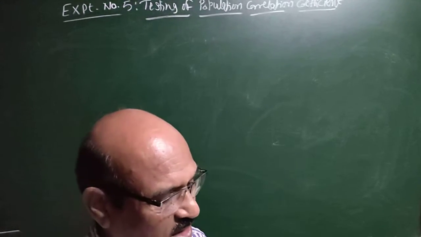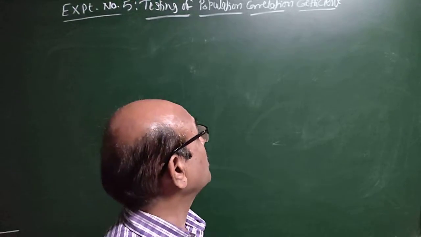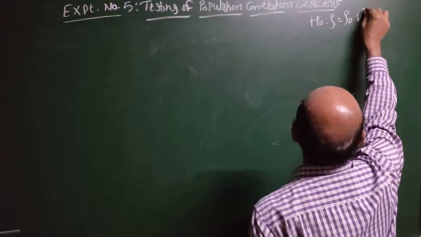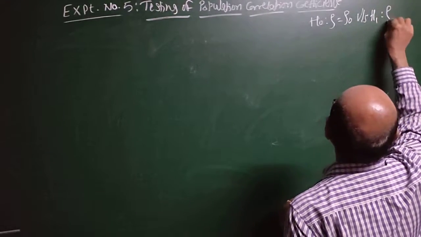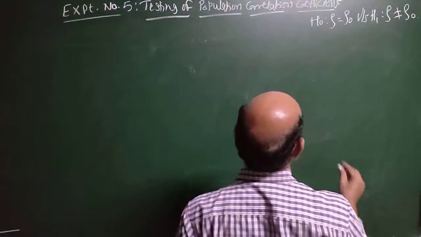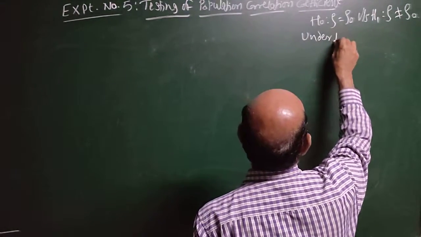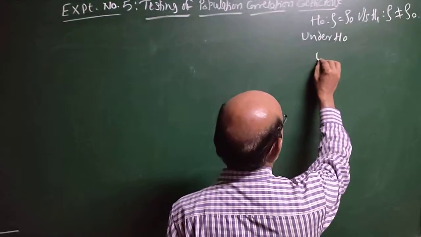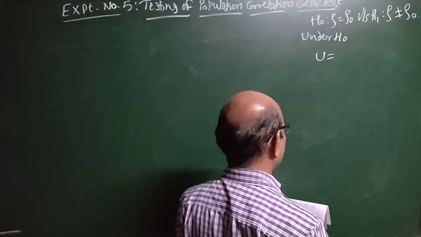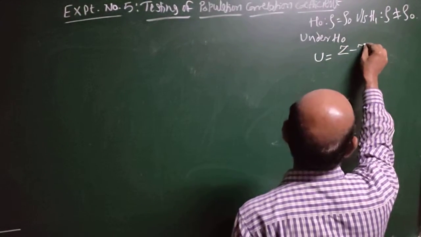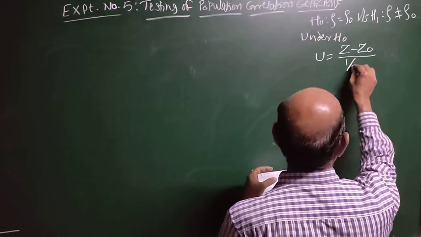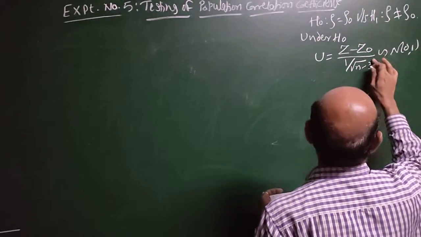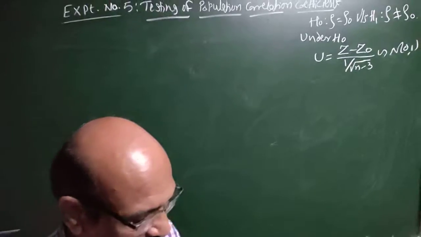For this, what are the formulas required? Your hypothesis is H0: rho is equal to rho naught versus H1: rho is not equal to rho naught. So under H0, what is our Z statistic? Because it is a Z transformation, we write the statistic as U. U is equal to Z minus Z naught divided by 1 by root of n minus 3, which follows a standard normal distribution. So this is the U statistic under H naught.